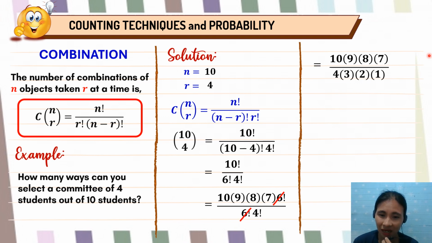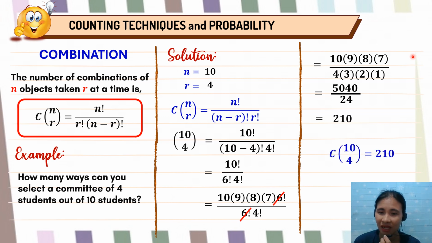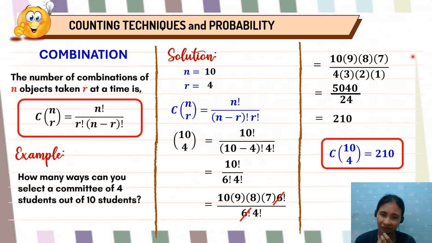What remains now is 10 times 9 times 8 times 7 over 4 factorial. If we expand, that is 4 times 3 times 2 times 1. If you are allowed, you may use the calculator. 10 times 9 times 8 times 7 is equal to 5,040. Divide it by 4 times 3 times 2 times 1, that is 24. And 5,040 divided by 24 is equal to 210. Which means the combination of 10 taken 4 is equal to 210.